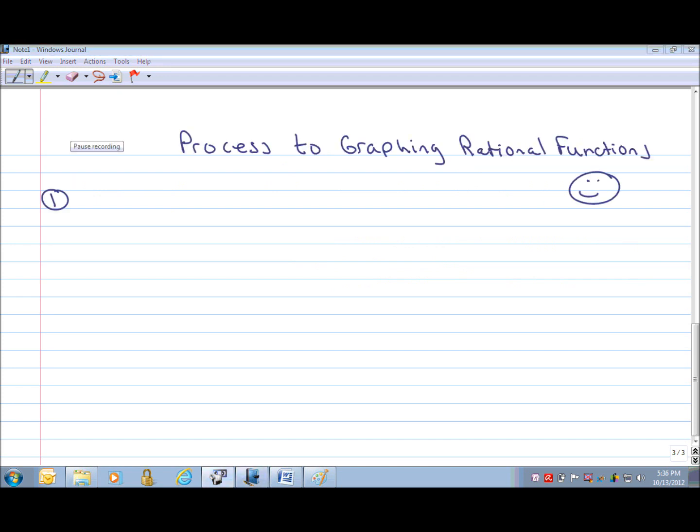All right, this is kind of the process to graphing rational functions, and by the way, go Bearcats with a great victory last Friday night.